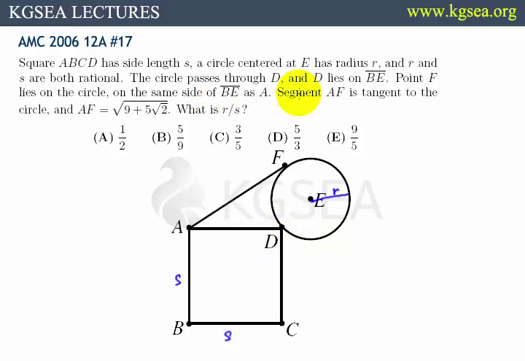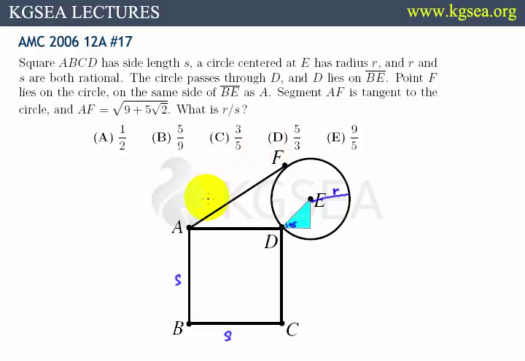Okay, so this is tangent, and D lies on BE. So if I go straight here, it would go. That means if I make a triangle like this, that would be 45 degrees, right? Okay. Point F lies on the circle, on the same side of BE as A, so it's on this side, not on the other side. And segment AF is tangent to the circle.